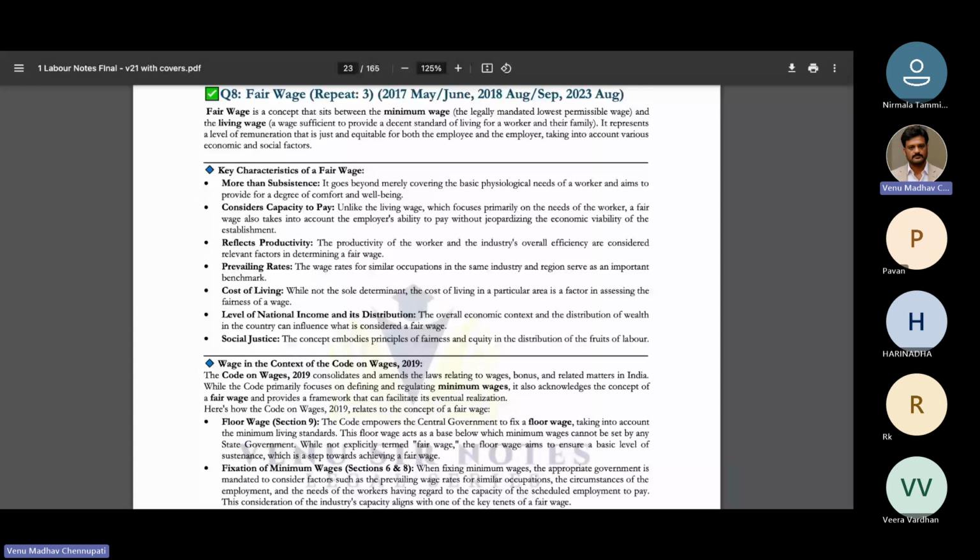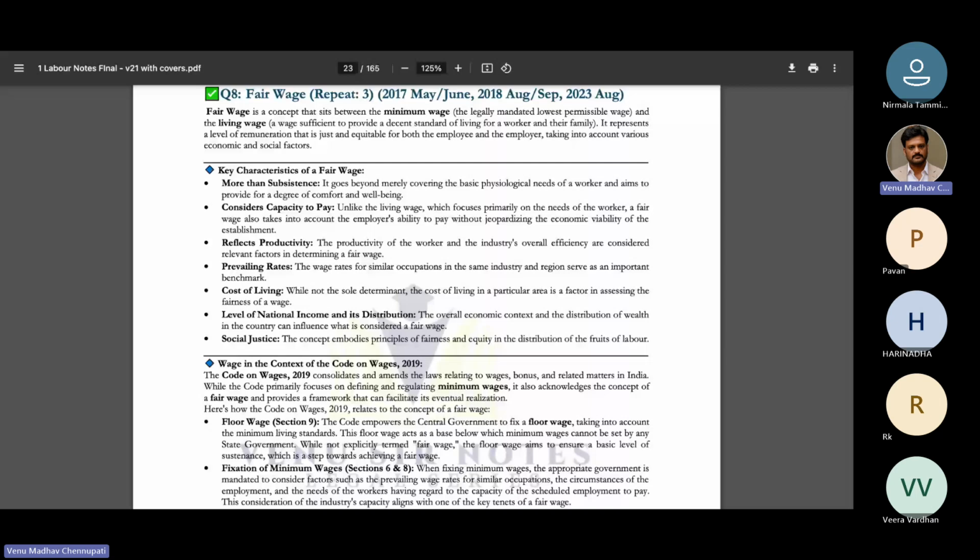So the important thing ఏంటంటే, అసలు living wage is like ideal, but fair wage లో employer అసలు ఇవ్వగలడా అని చూసుకుని fair wage define చేస్తారు, one of the key things. And it reflects productivity. The productivity of a worker and the industry's overall efficiency are considered relevant factors in determining a fair wage.